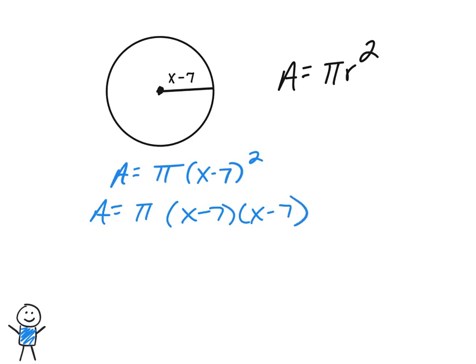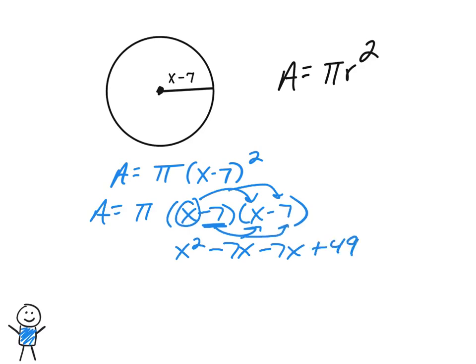And then let's go ahead and distribute. Now we're going to leave pi out here for now, and we're going to actually simplify and multiply our two polynomials. So I'm going to take the x, multiply it by both. X times x would give me x squared. X times negative 7 would give me a negative 7x. And then my second term, negative 7 times both. Negative 7 times x is negative 7x again. Negative 7 times negative 7 is a positive 49. Let's combine our like terms to give us x squared minus 14x plus 49.